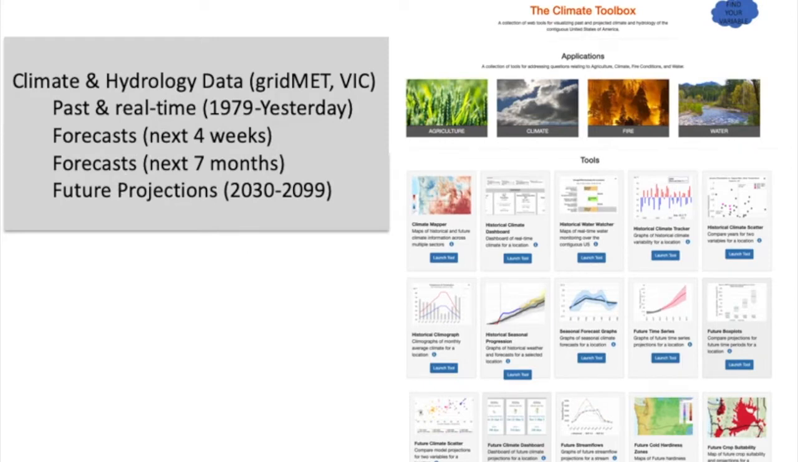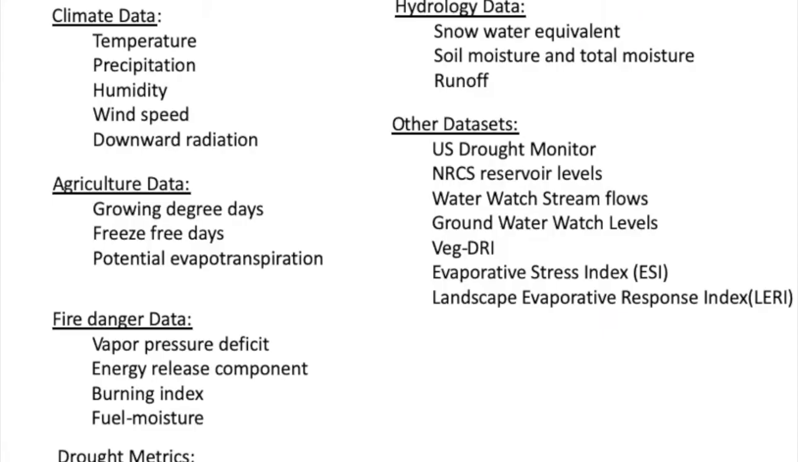We also have hydrology data run by the University of Washington using the VIC model, but forced with climate from GridMet, all on these same timescales. Finally, over the years, I've been scraping datasets from other producers as well, so in the tools you'll find some other datasets as well. Here's a snippet of the kind of variables that are in the tools.